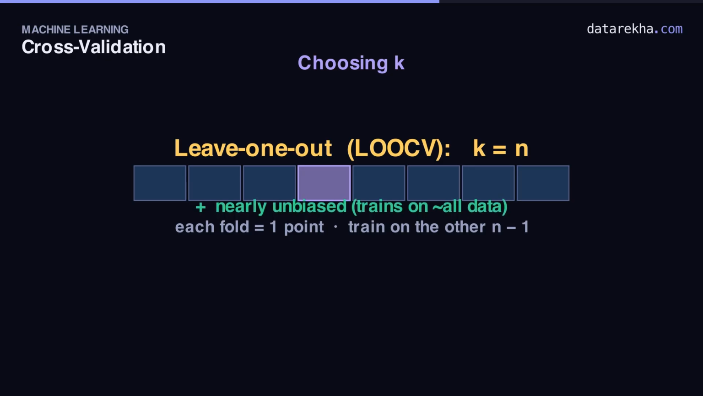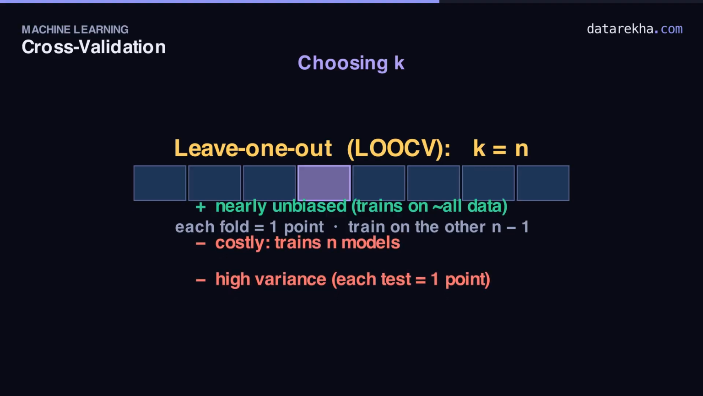Leave-one-out is nearly unbiased. Each model trains on almost all your data. But it has two real downsides. It's expensive, n points means training n whole models. And its estimate is high variance, because each test is a single point. Every score is either right or wrong, 0 or 1. For most work, 5 or 10-fold is the better deal.